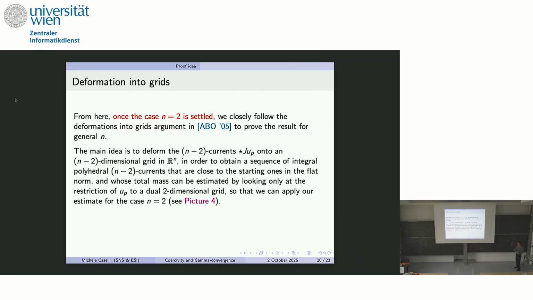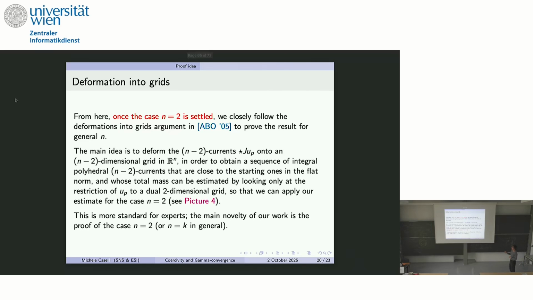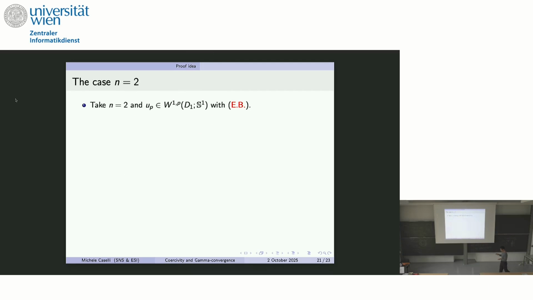I'm just saying that the main novelty of our work, I think, is the proof for the case n equals 2. And then if you gave this object to an expert, I mean, we followed very closely the argument by Alberti, Baldo, and Orlandi, which is also what Parisi, Pigati, and Stern did. In this business, people know how to proceed afterwards with this deformation into grids. The main novelty of our work is the proof of the case n equals 2, or actually n equals k in general, which is the following result.